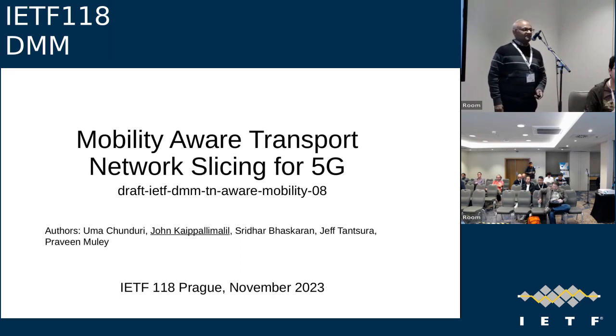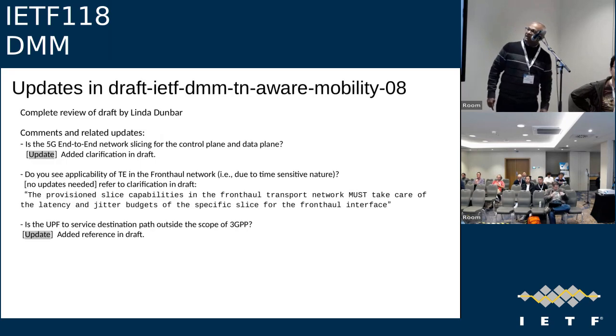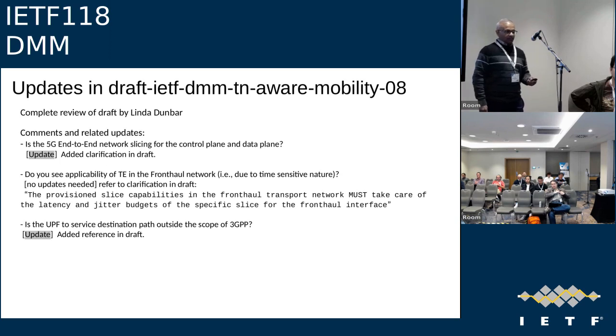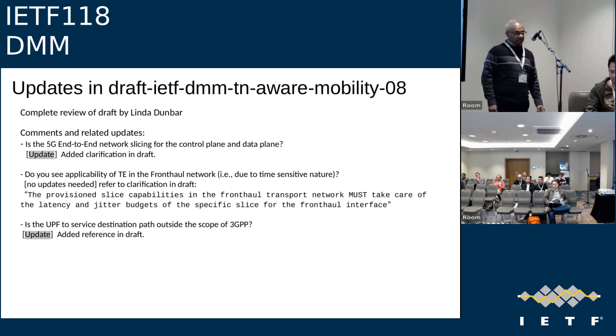It's revision 8, based on a set of comments from one of the reviews. I'll get into that in the next couple of slides. I'm sure I won't need 15 minutes, but I will try to explain what has been changed. The main updates are related to a review from Linda, and the question was whether 5G end-to-end network slicing is for the control plane or the data plane or both, and we've added clarification, which I'll cover on the next page. Also whether we see the applicability of this kind of transport engineering in the front haul network, due to the time-sensitive nature of the network.